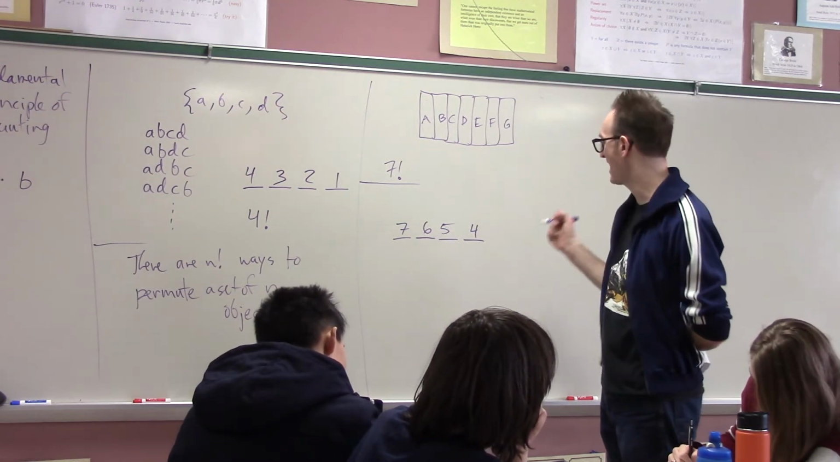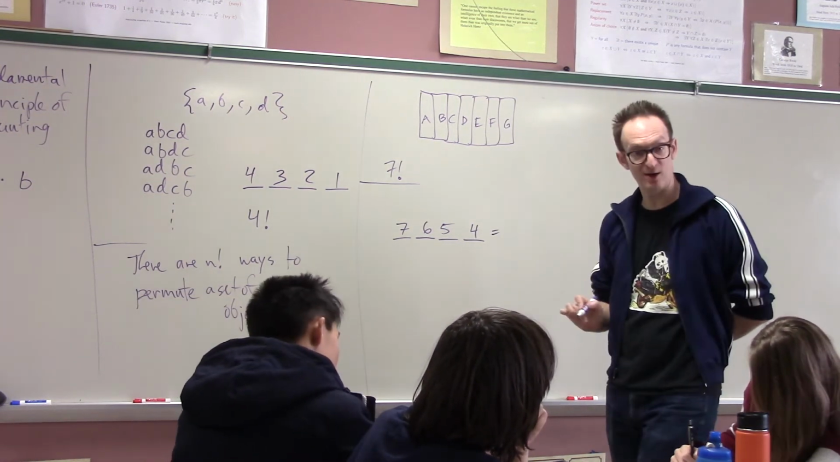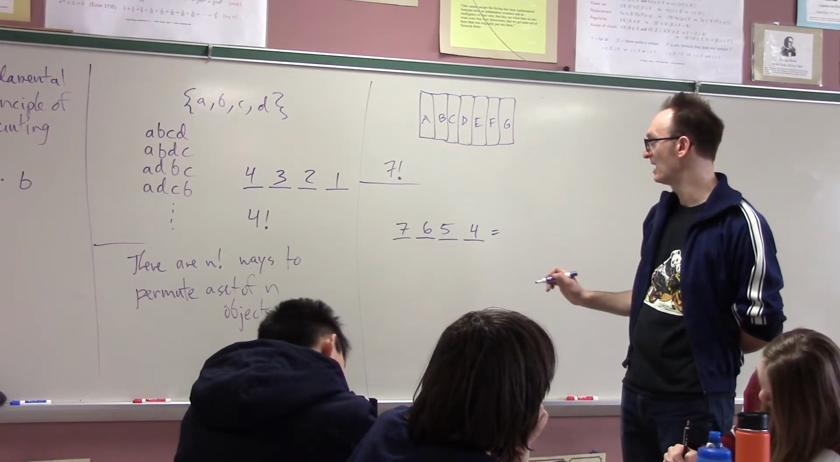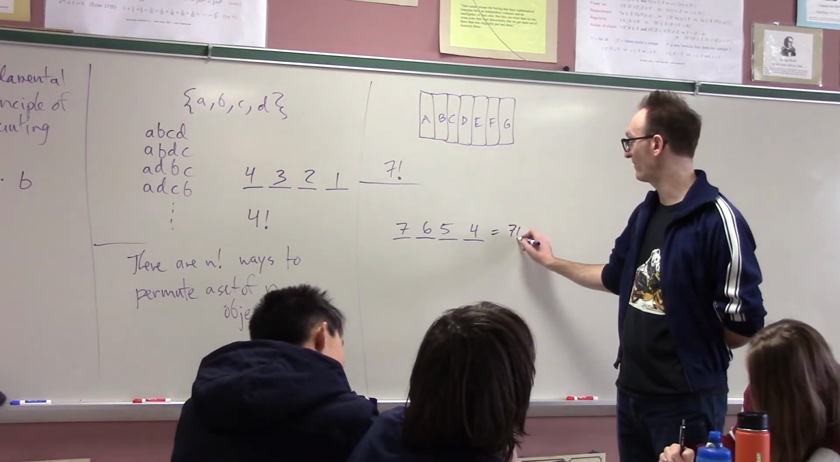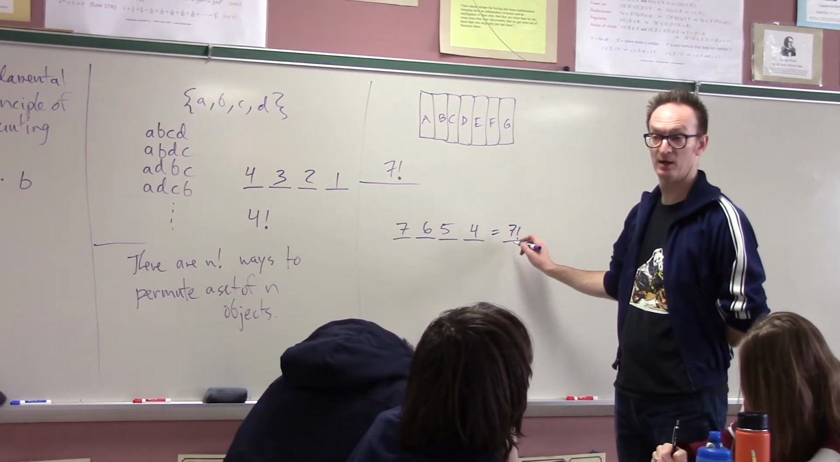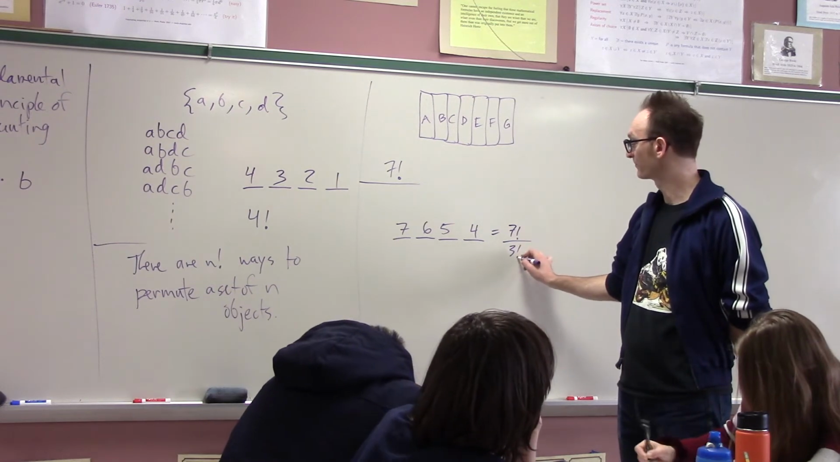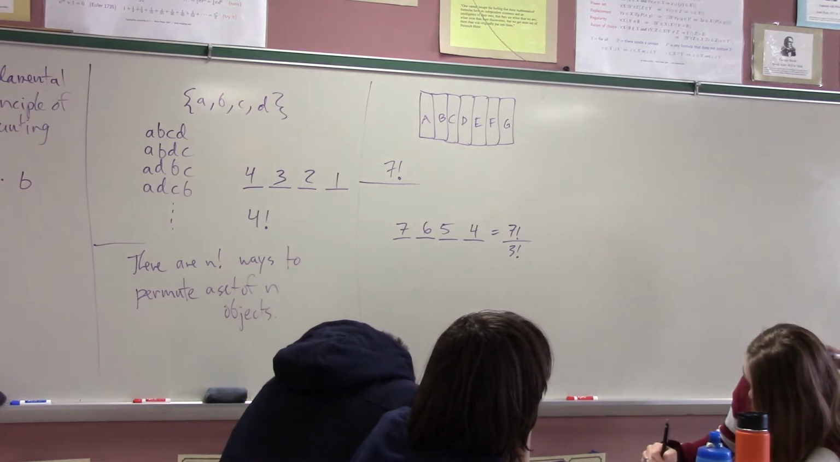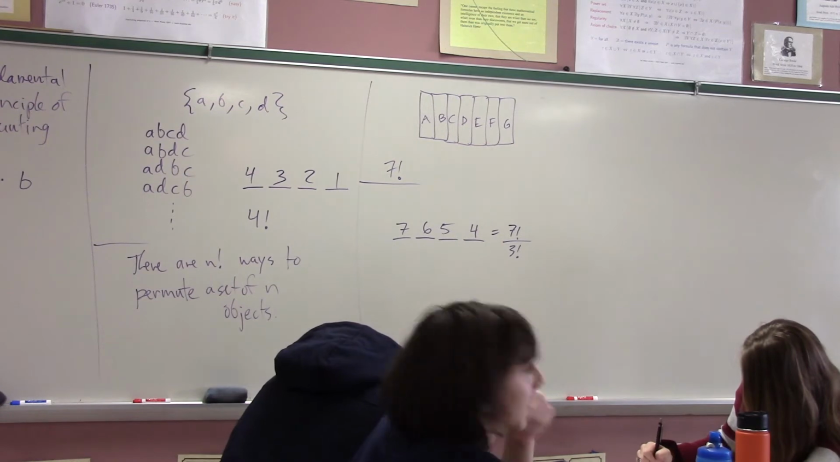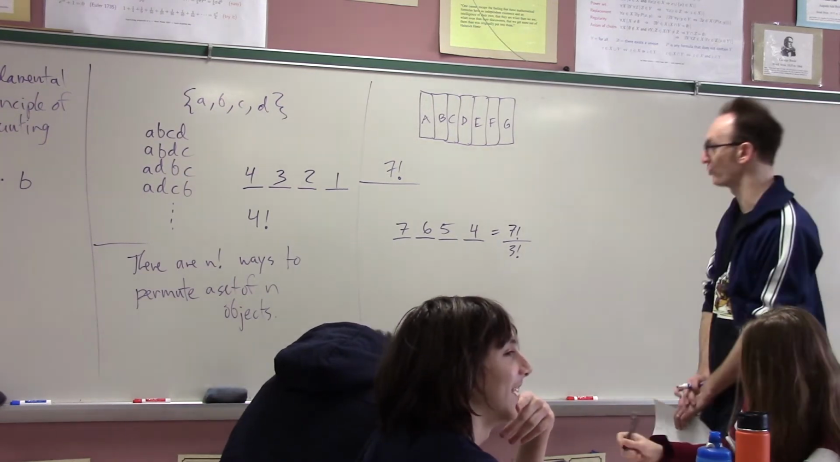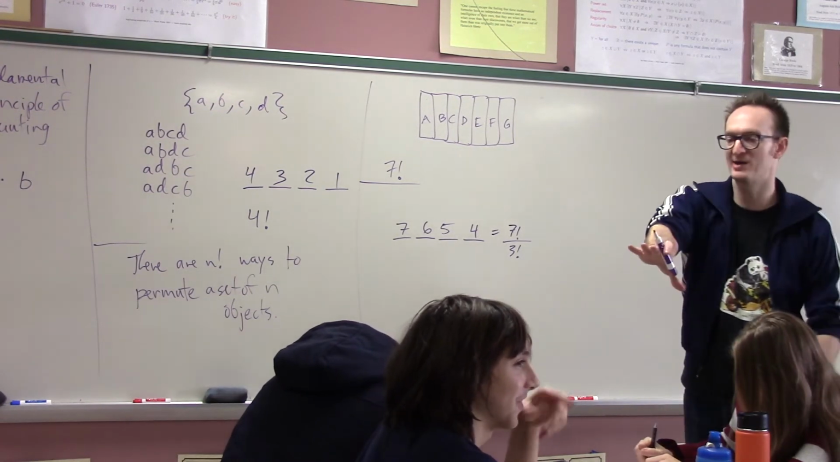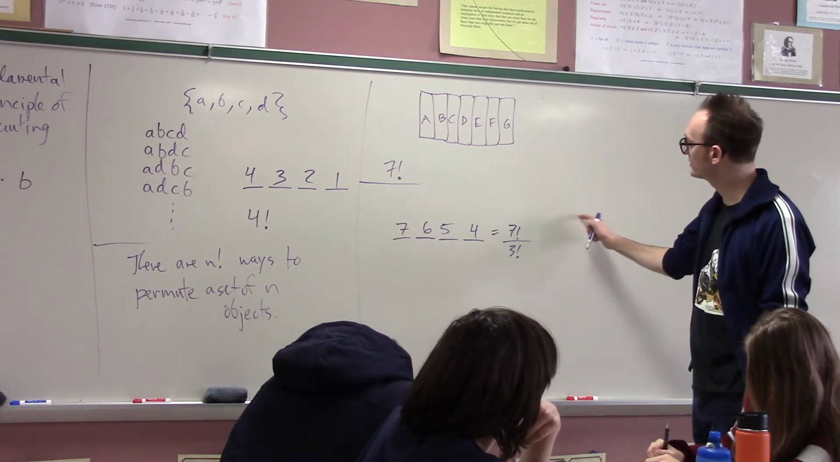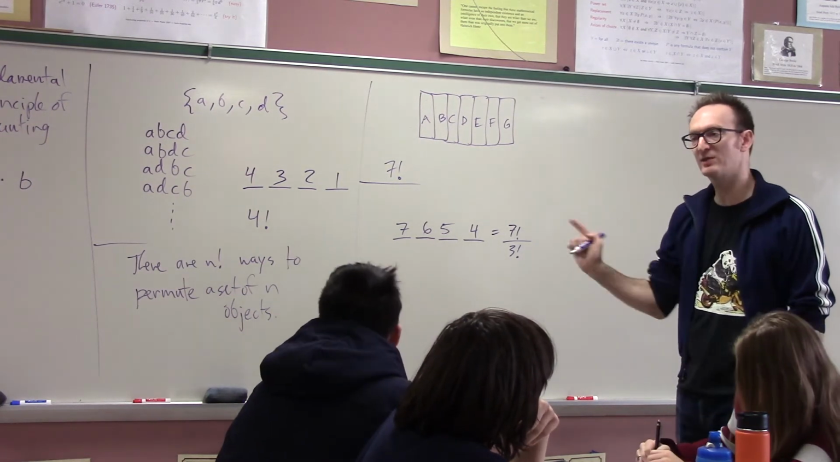Okay, so while that's the answer, it's possible to write this out a little bit more clearly as 7 factorial divided by 3 factorial. And in general, this sort of explains some kind of truth. Good. So the way you can think. So okay.